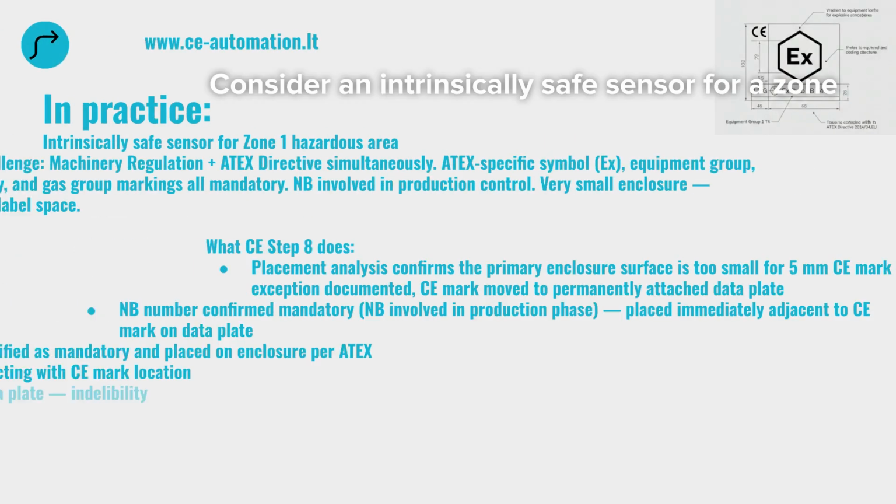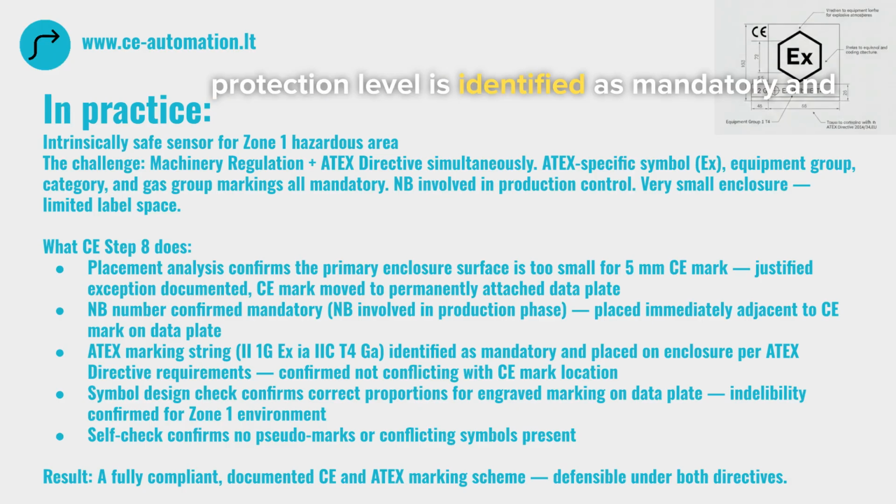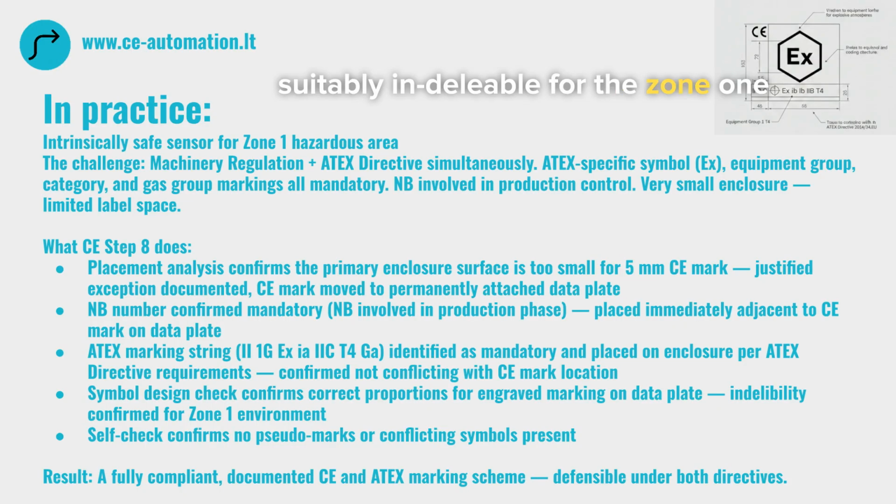placement isn't feasible. Consider an intrinsically safe sensor for a Zone 1 hazardous area, subject to both the machinery regulation and ATEX simultaneously. The enclosure is too small for the standard 5mm CE mark. CE Step 8 documents this as a justified exception and moves the CE mark to a permanently attached data plate. The NB number is confirmed mandatory because the notified body supervised the production phase. The full ATEX marking string, equipment group, category, gas group, temperature class, and protection level is identified as mandatory and placed per ATEX requirements without conflicting with the CE mark position. The engraved marking method is confirmed as suitably indelible for the Zone 1 environment.